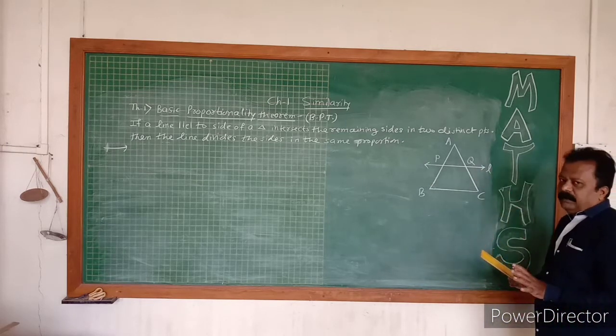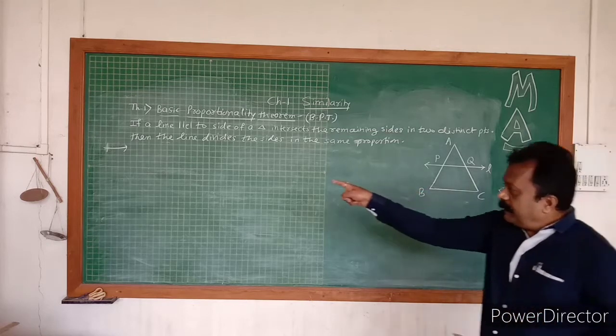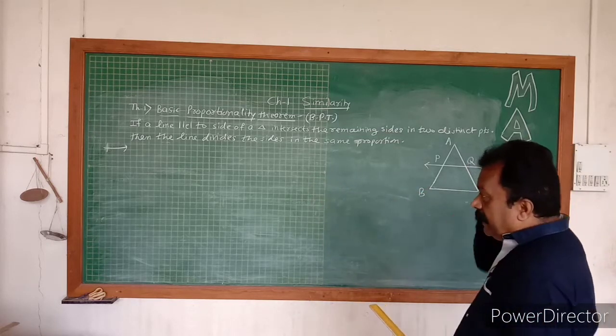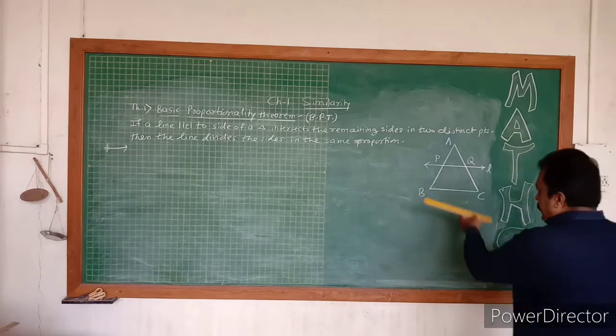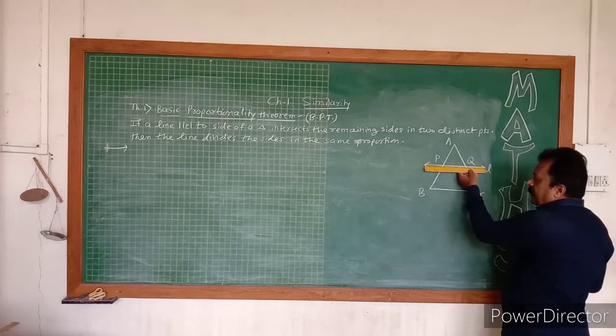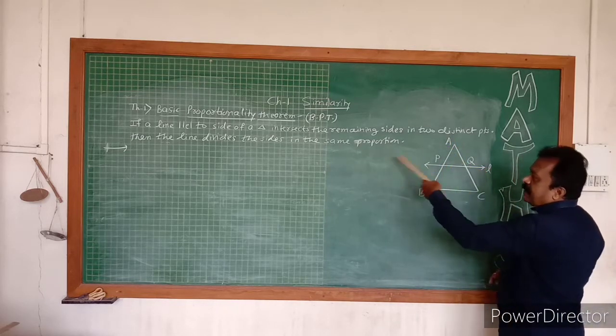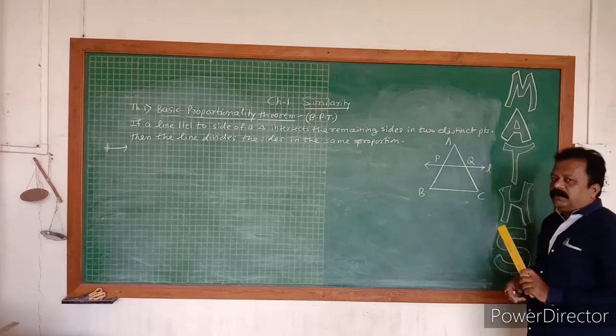Now up to here we have completed. After that, what is written? What do you have to prove? The line divides the sides. This line divides the sides, which sides? AB and AC, in the same proportion. Same proportion you have to take.